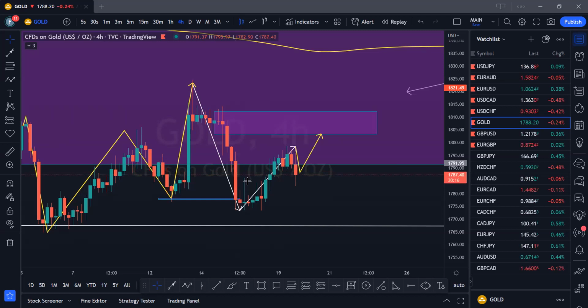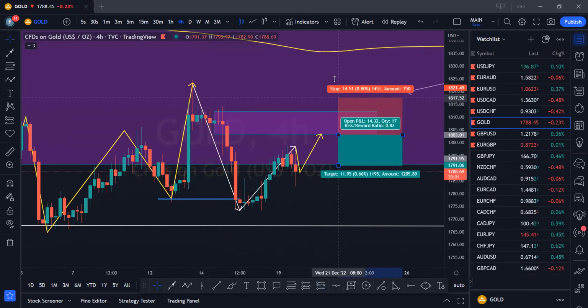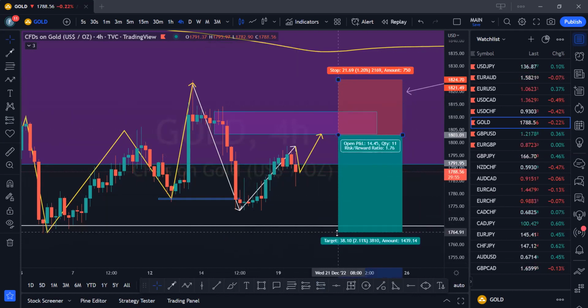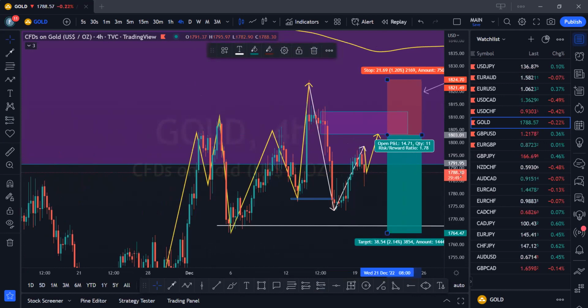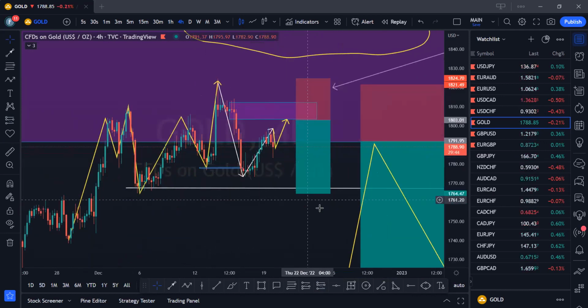So that's what we have on gold. So what you can do is to set a pending order here, a sell limit order, like so. And then you want to put your stop loss somewhere above here or somewhere above here. And at least you want to exit here for your TP1, because price has broken that lower low.